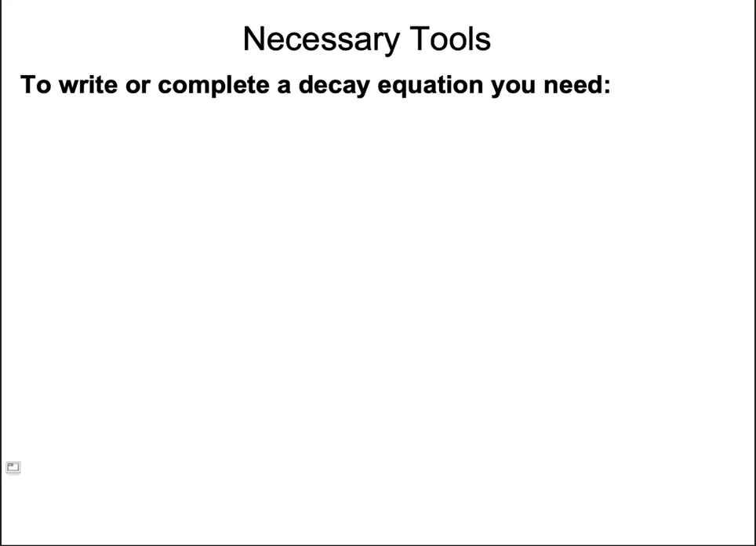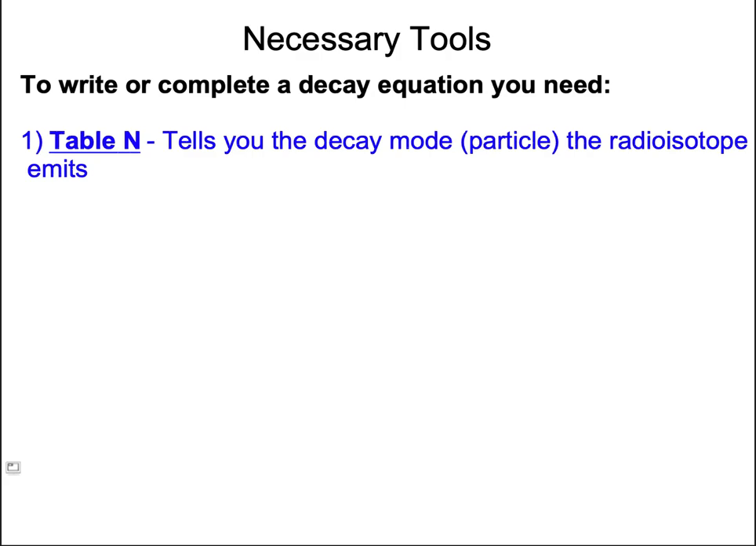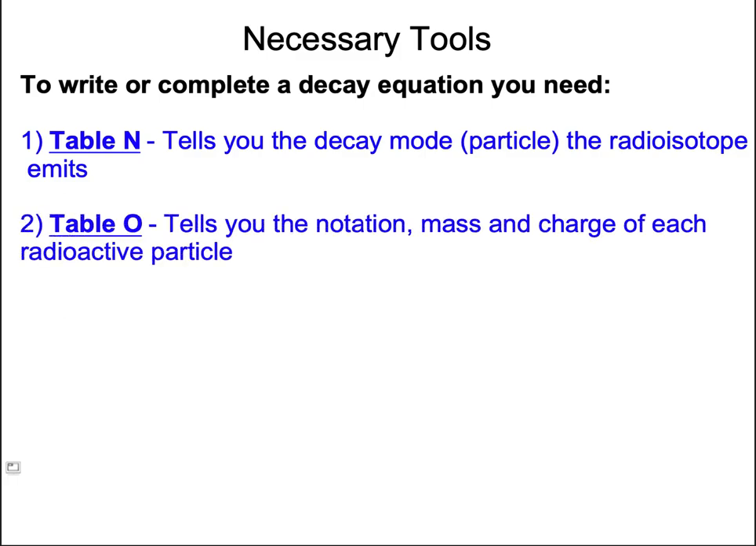So as you guys saw in the video, in the POGL, in the notes, things break down. So we can write how radioactive elements or radioactive isotopes break down using a very specific method. We're going to need three things to help us out. Table N tells you the particle that's emitted. Table O tells you what that particle is.